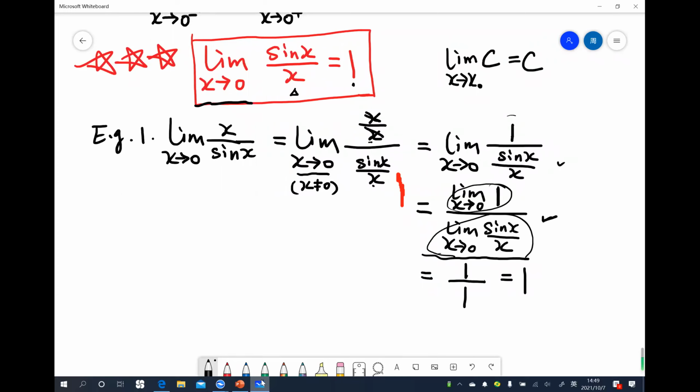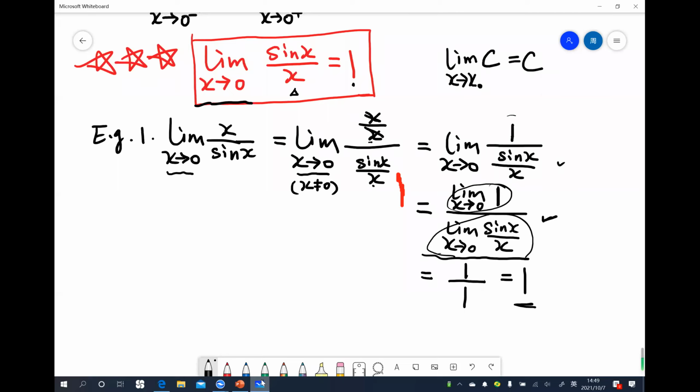So we can get the limit of the function x by sine x as x approaches 0 equals 1. This is how I solved the first question, using the formula. Can you understand, guys?